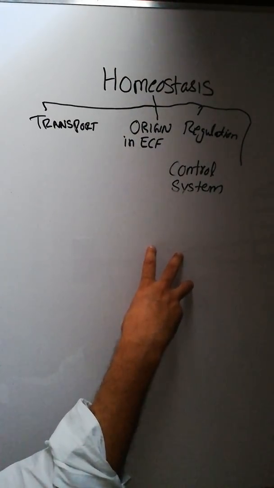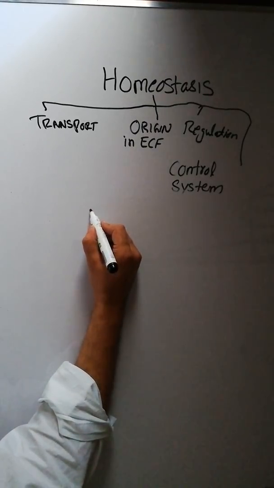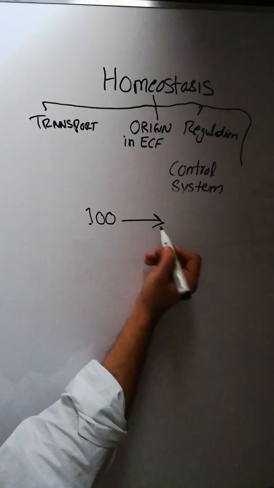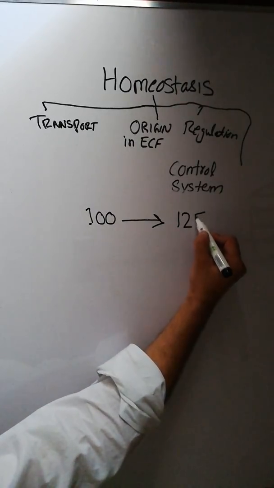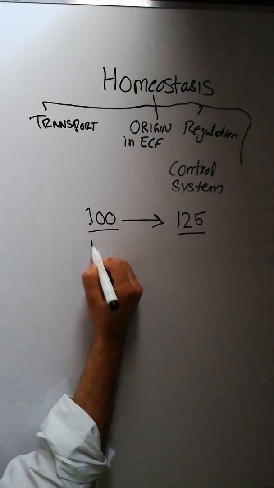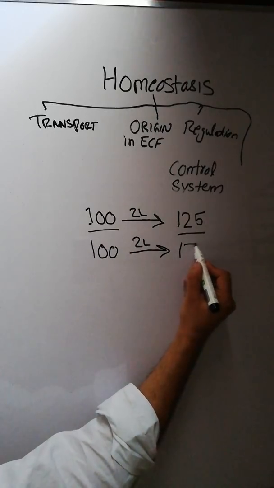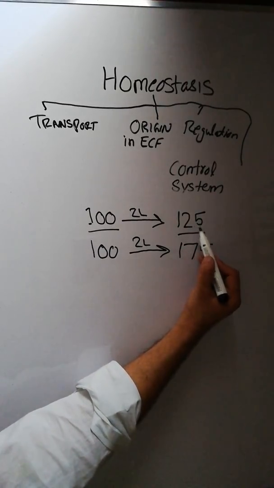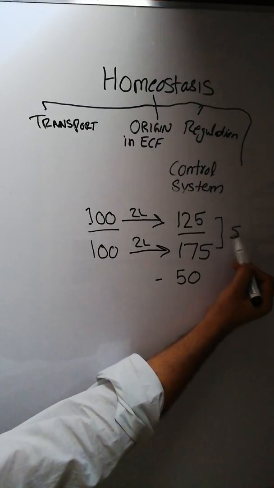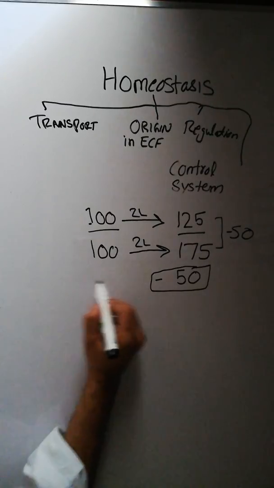We previously discussed the baroreceptor system for controlling the blood pressure. If a person has an intact baroreceptor mechanism and his blood pressure is 100, and he is being transfused with 2 liters of water, his blood pressure will rise only to 125. Only to 125 if his baroreceptor system is working. But if the same person's baroreceptor system is not working and he is being transfused with 2 liters of fluid, his blood pressure will rise to 175 rather than 125. So there is a difference of minus 50 between 175 and 125. This correction is being done through the baroreceptor system.